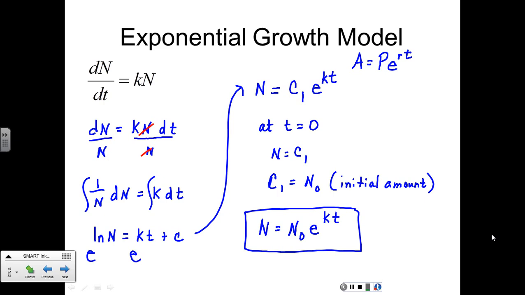That's another example. And this works for growth or decay. What do you think is going to be different about your equation if it's a decay problem instead of a growth problem? Your k is going to be a negative number. If it's growth, k will be a positive number. If it's decay, k will be a negative number. Okay? That's the difference in the situation. Good.